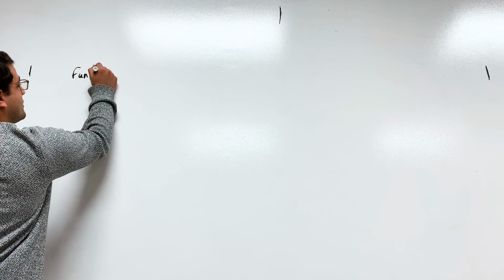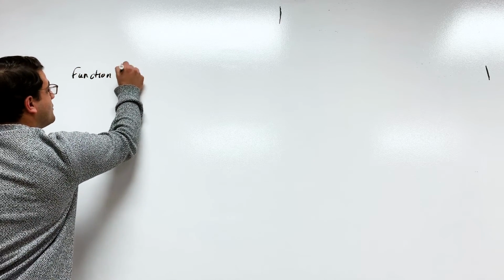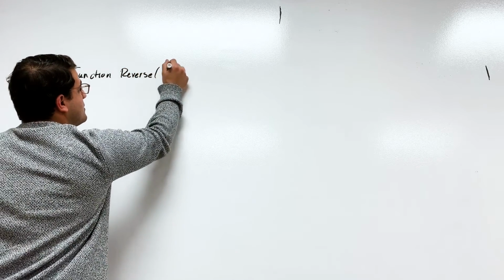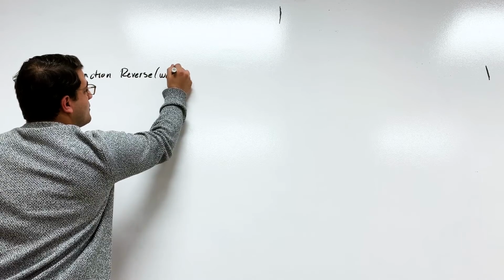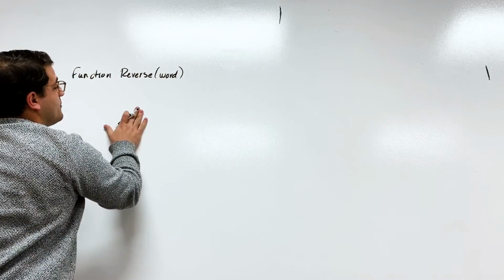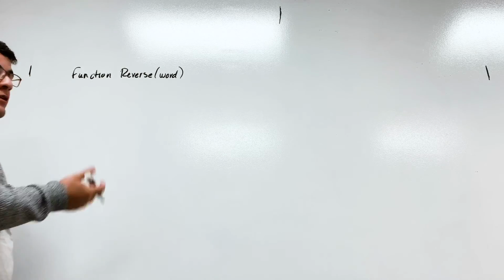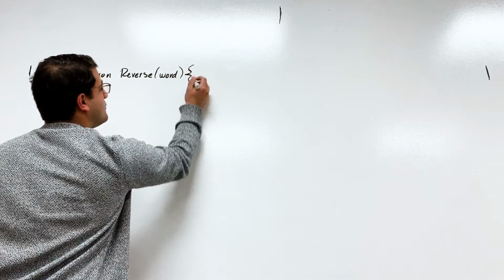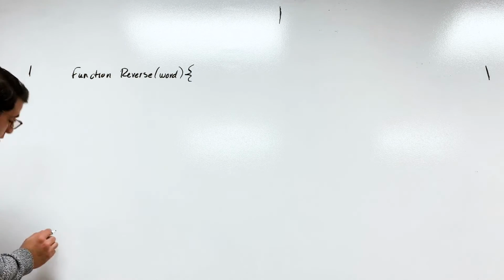So first, we're creating our function, and we're going to name it reverse. We're going to pass into this the argument. This word is going to be a stand-in for the argument that the user passes in to our function. That will be reversed.